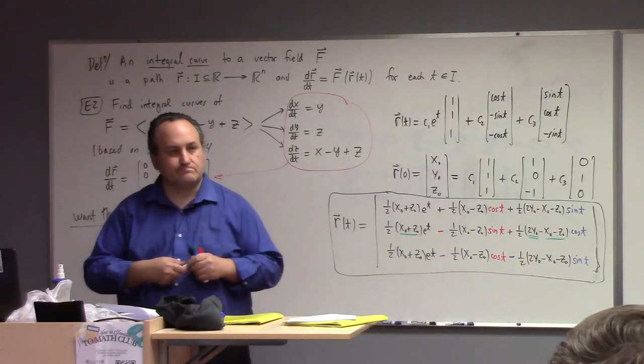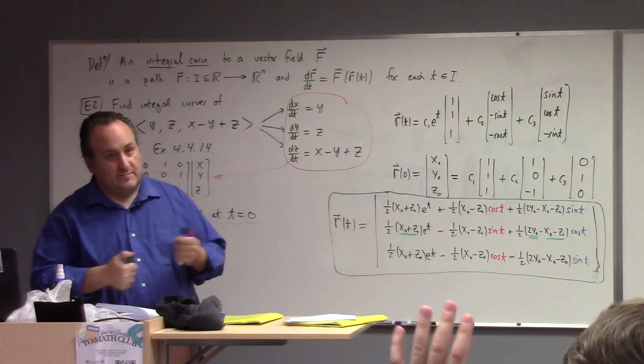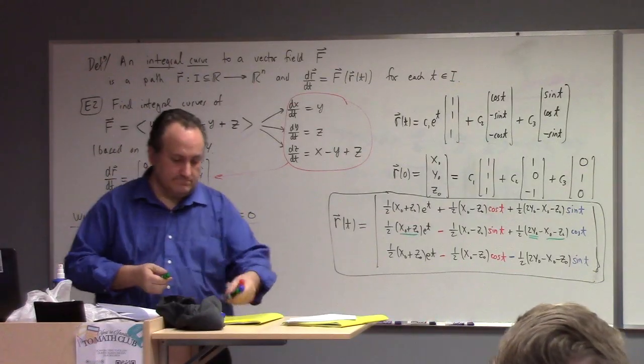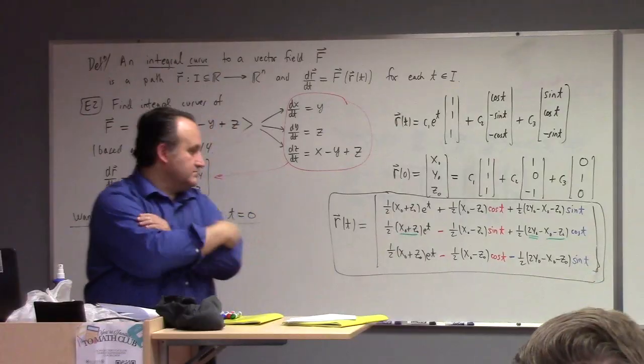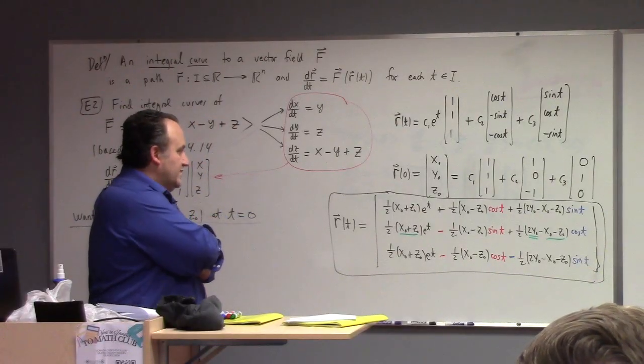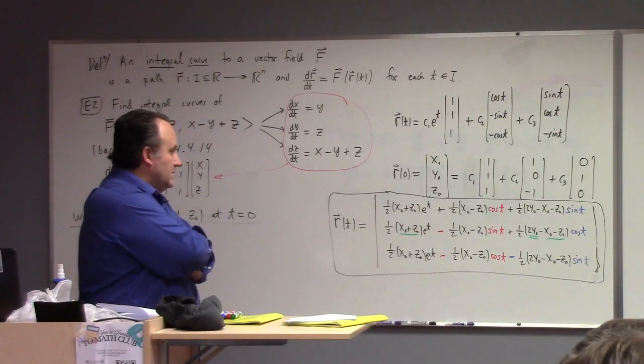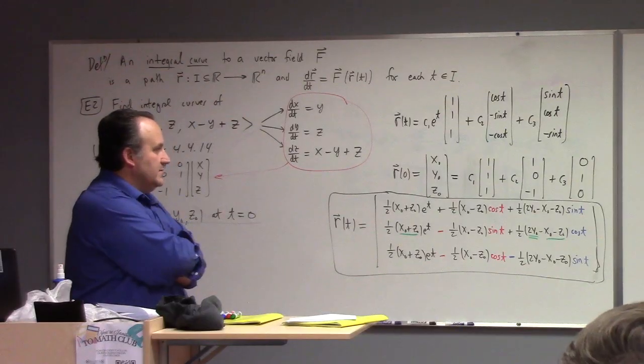So I have a question. Is there a reason it's 2y naught minus x naught minus z naught? Because that's what we found? Oh, it was a negative. Okay. Oh, okay. Yeah. I got it.